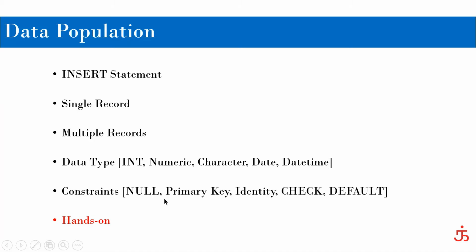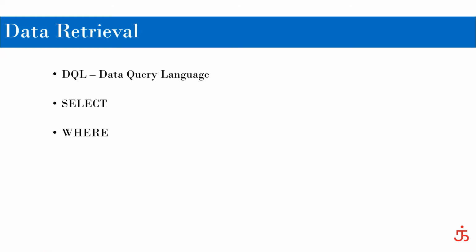And we have checked the null constraint, primary key constraint, check constraints. We have seen how they prevent bad data from getting inserted. Okay, the hands-on is what we have seen. With that, I'm moving on to data retrieval, the exciting part, where we are going to write DQL statements. DQL is data query language, wherein we are going to retrieve the data.